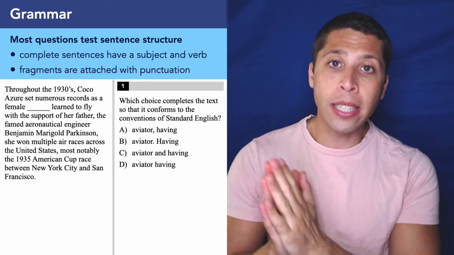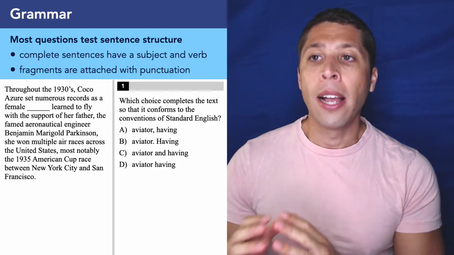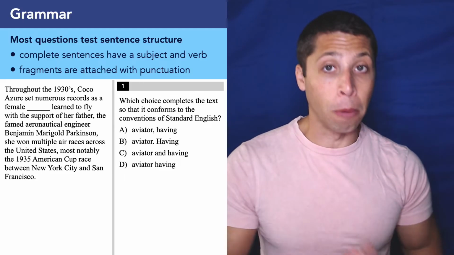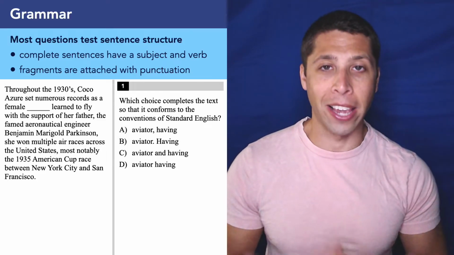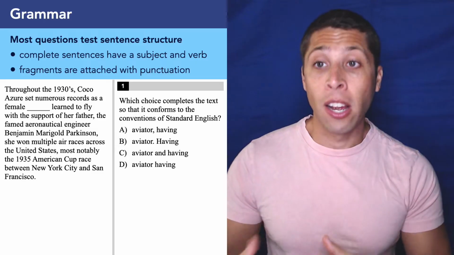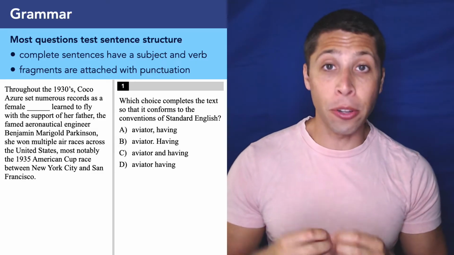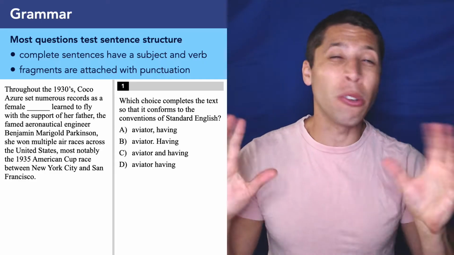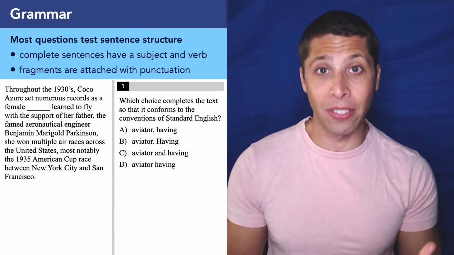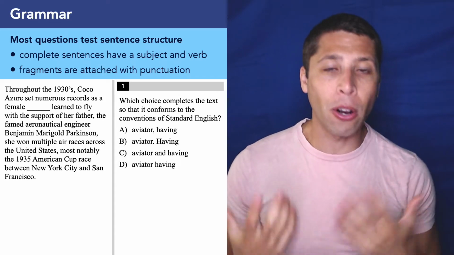So you can see at the top here, most questions, as I said, are about sentence structure. Complete sentences have a subject and a verb. This is kind of like a definitional thing in English grammar. Fragments, or extra clauses, are going to be attached to sentences with punctuation. Either they're attached at the beginning or the end using usually commas, or we insert some sort of extra clause into the middle of a sentence. And there are also ways of joining sentences together. We're going to try to talk about all of that.